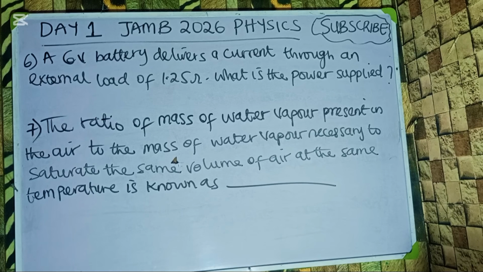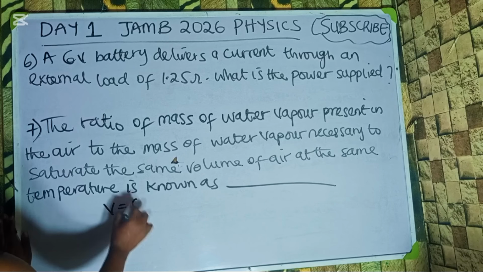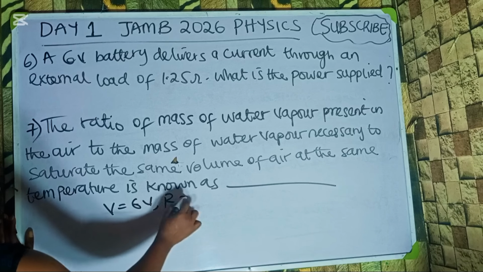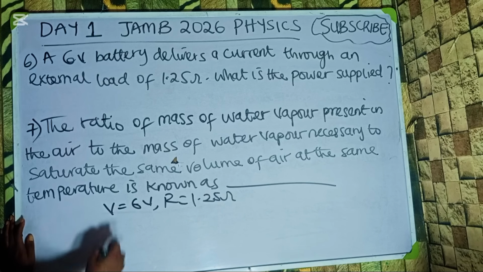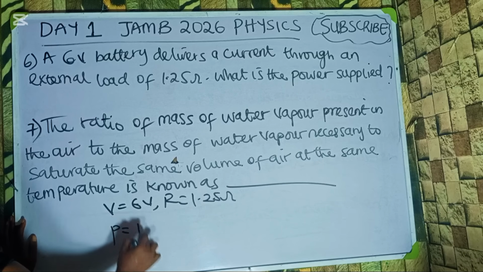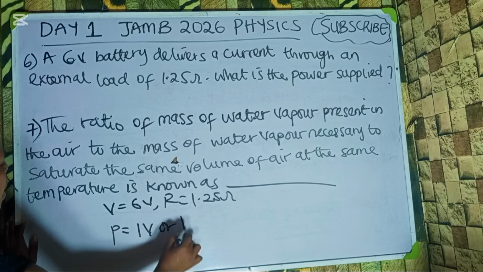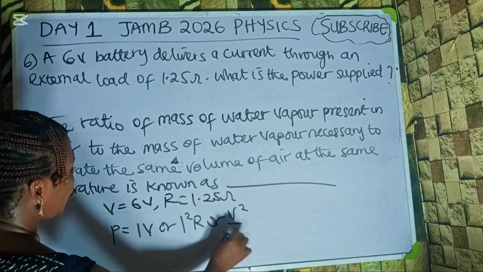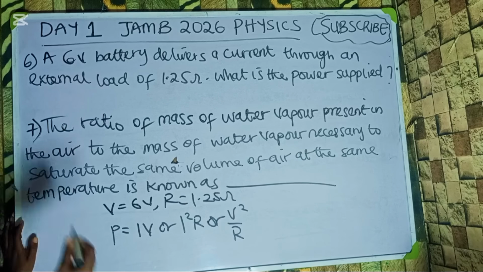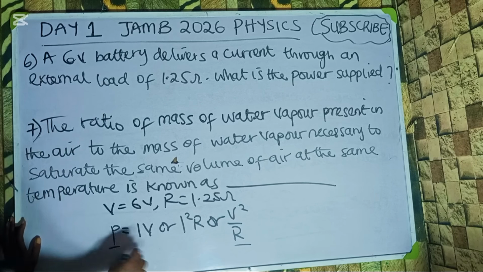Question 6. A 6-volt battery delivers a current through an external load of 1.25 ohms. What is the power supplied? Now look at these parameters. We are given the potential difference to be 6 volts and the resistance to be 1.25 ohms. The formulas for power are IV, I squared R, or V squared over R. From the parameters given, we are going to use V squared over R to solve.